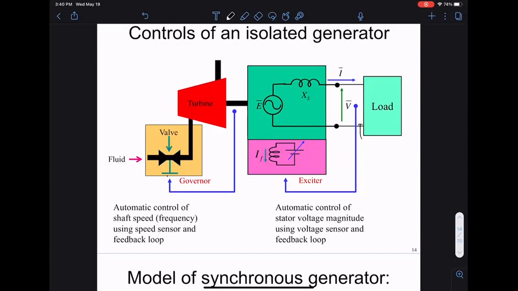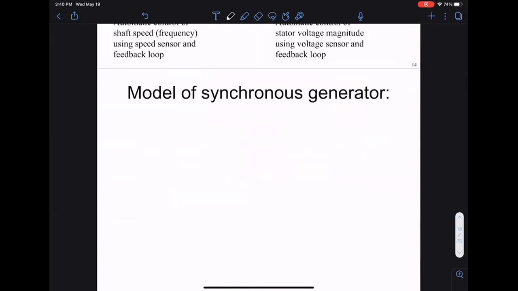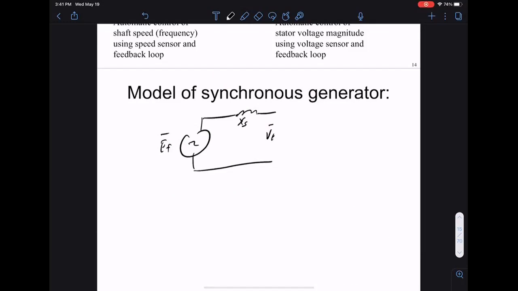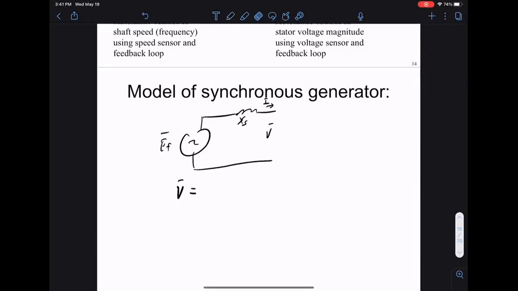All right, so the model for our generator, if you look at the circuit, we have a voltage source EF, XS, and the terminal voltage here. Since these will all be complex values, these are all phasor quantities. And we have a current. It'll be useful to pick a convention for which one has the reference angle being 0, that is, which one is the reference bus. Normally we'll take the terminal voltage to be the reference bus, so this will be angle 0. This is the reference.